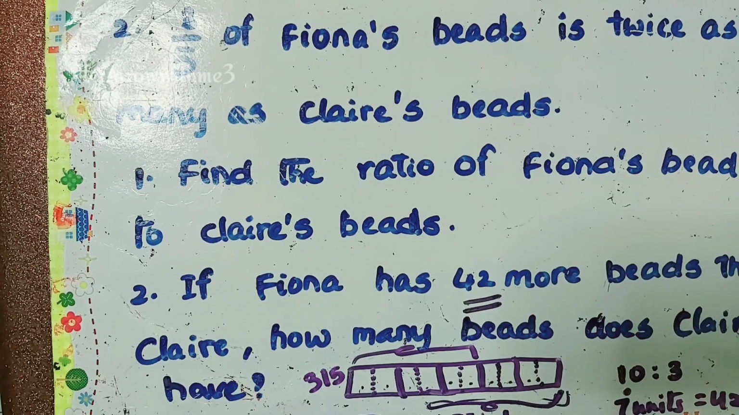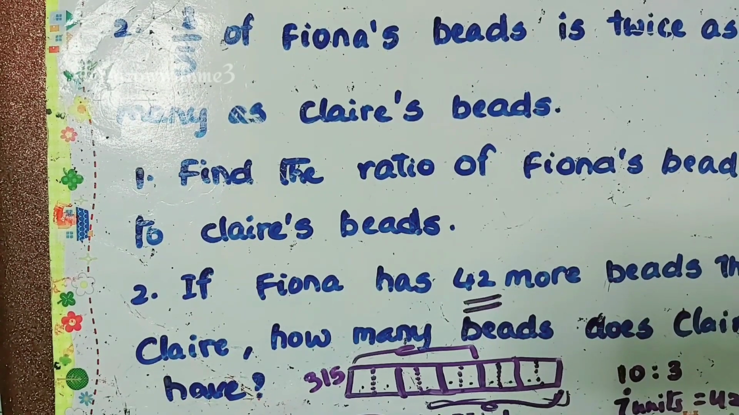So how many beats does Clary have? 3 units, right? So 3 times 6 beats, which is 18 beats. So Clary had how many beats? 18 beats. Okay, that's the solution.